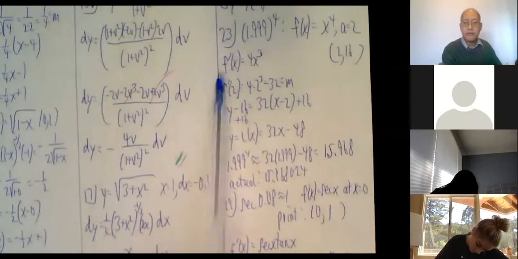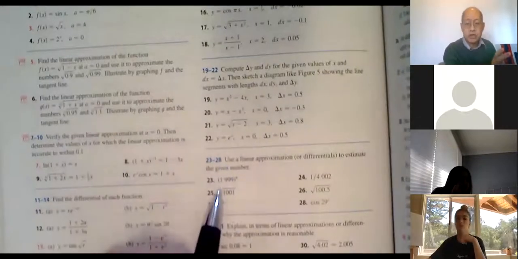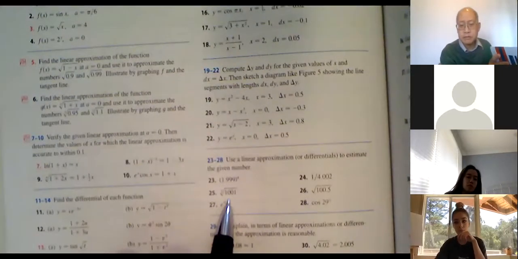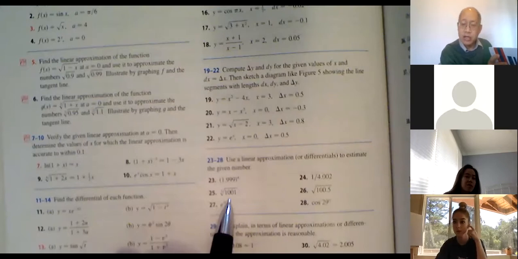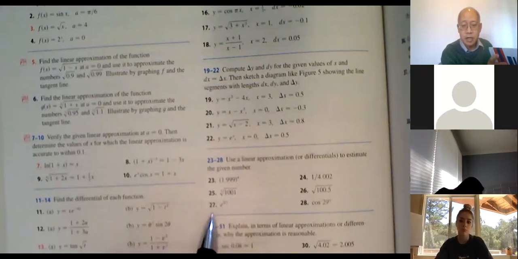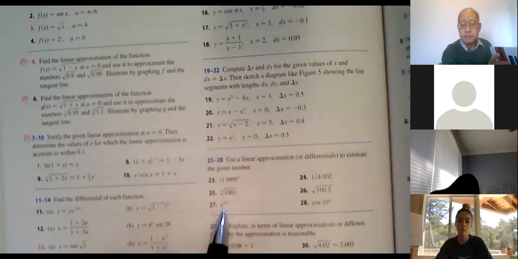Okay, so you follow that format for 25 and 27. I will say a little bit more about it. So you have to come up with a nice nearby number, so to speak. For 25, it's the cube root of 1001. What's the nice nearby number? 1,000. And you know the cube root of 1,000. Cube root of 1,000 is 10, so it should be 10 point something. So the nice nearby number is 1,000. For 27, e to the 0.1, the nice number is e to the 0. So the nice nearby number is 0. Okay, so try that on your own for 25 and 27. 23, the nearby number I picked was 2, right?